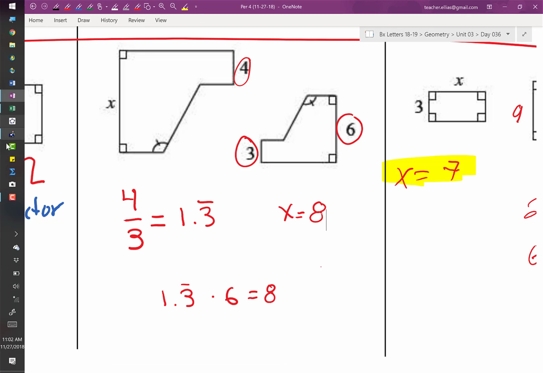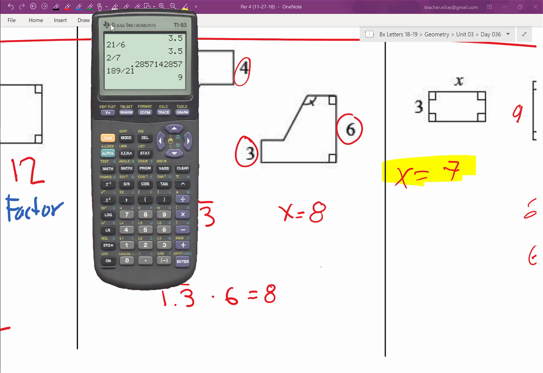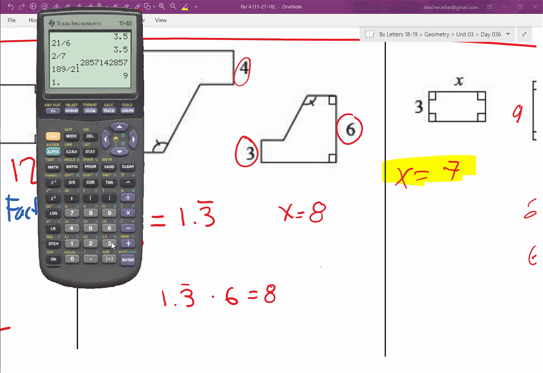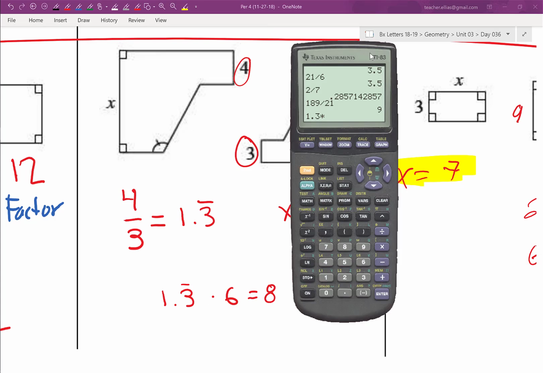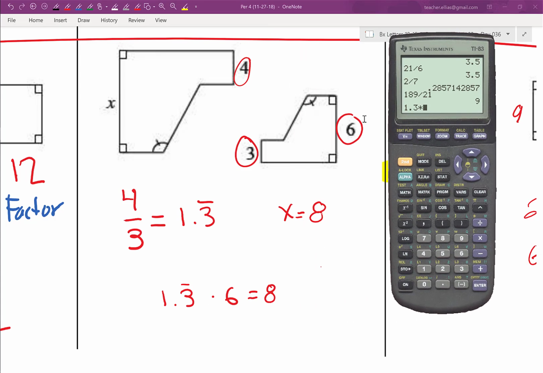So if all we did was 1.3 times 6, it's saying that the new side is supposed to be 7.8. But then Rosanna said, oh, it's 4 over 3. It's that number. So if I do 1.3 times 6, the calculator is just rounding up. It's like 8. Okay?